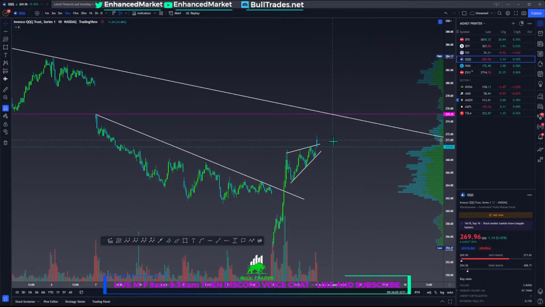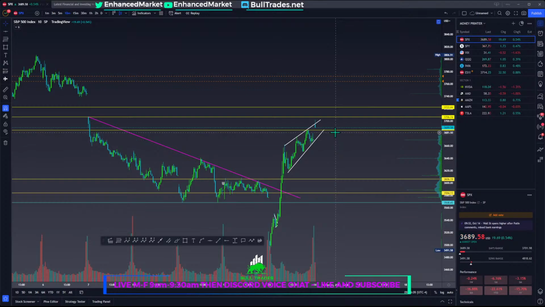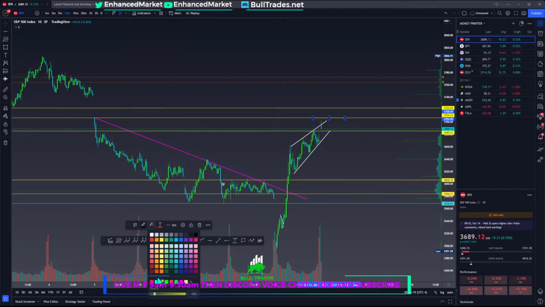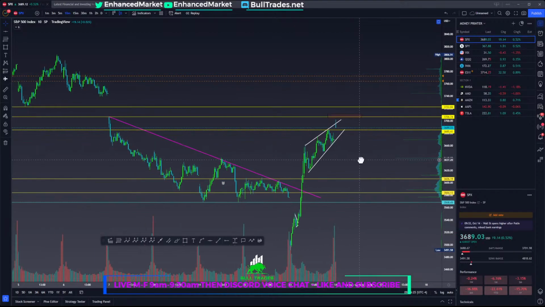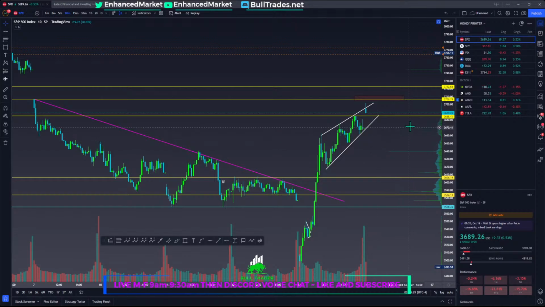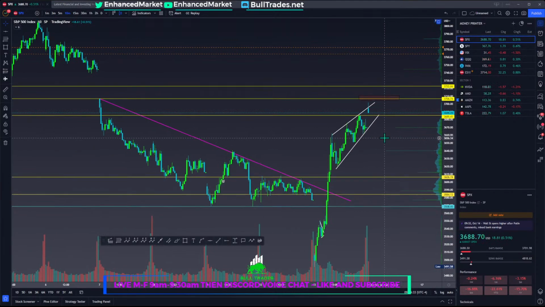QQQ pulling back right into the wedge. Same with SPX. Great area. Could potentially take puts coming up here. If you decide to take puts, stop loss would be above the high here. Oops, it needs to be bigger so you can see it. Let's see what happens at this 36.85 level, this previous resistance.